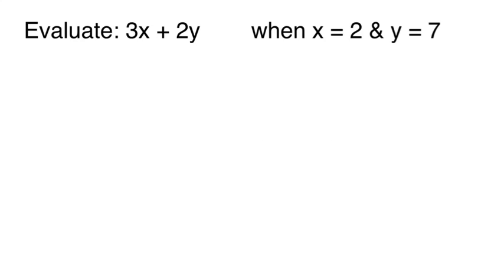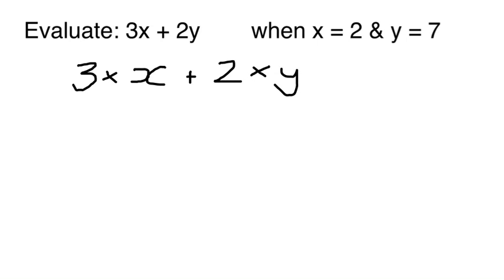So in this first example we're asked to evaluate 3x plus 2y, which is an expression. It's not an equation because there are no equal signs. Now we're asked to evaluate this when x equals 2 and y equals 7. Now just remember, our 3x is the same as 3 times x, and that's been added to 2 times y. So what we're doing is replacing our variables with the associated number.